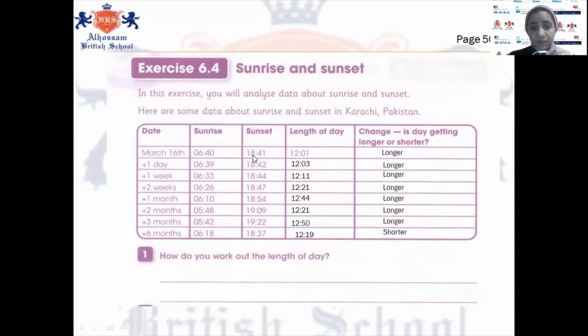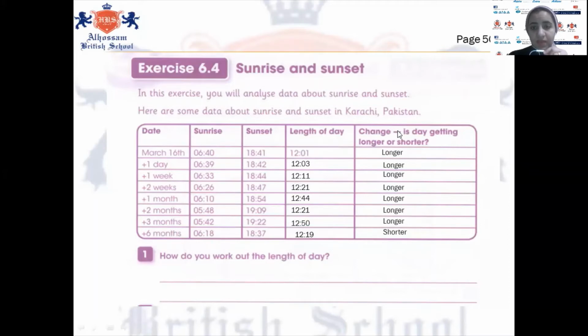For example, 18 hours, 41 minutes minus 6:40, okay? The length of the day when you subtract 18 minus 6, it will give you 12 hours, 1 minute, okay? And so on. I calculated to not take a long time, okay? Write the answers, please, quickly.